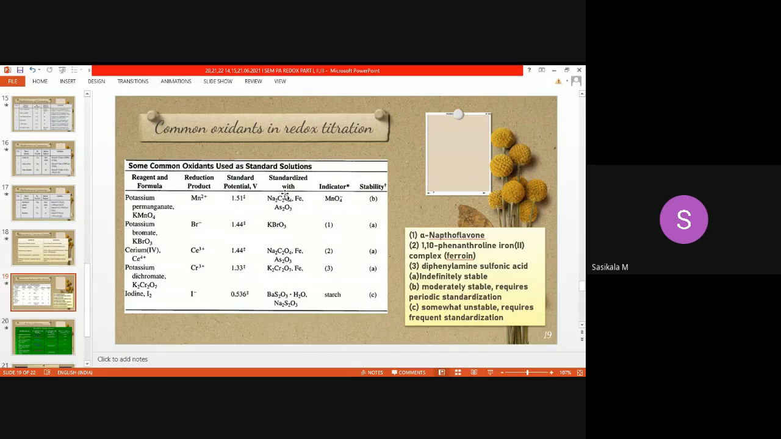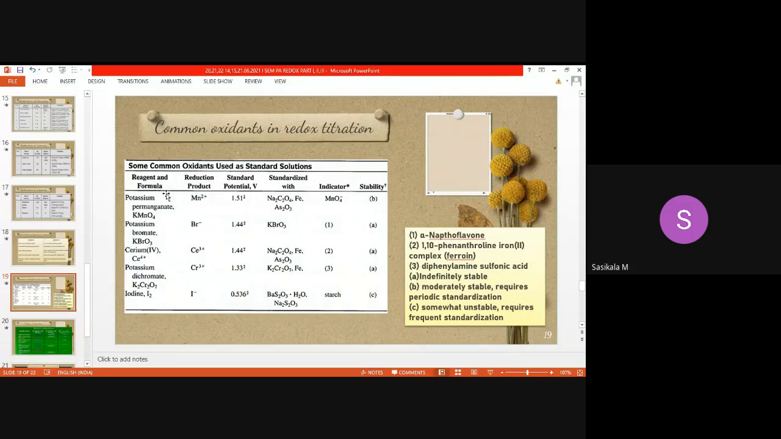And these are standardized with the mentioned chemicals. Arsenic trioxide, for potassium permanganate. Hope you have studied primary standards and secondary standards. So these are all those standards used for standardizing the oxidants: arsenic trioxide, potassium bromate, then arsenic trioxide, iron, potassium dichromate, then sodium thiosulfate. These are used as standardizing agents.